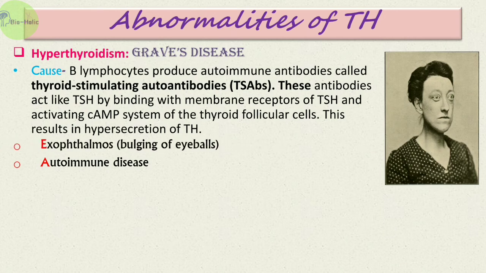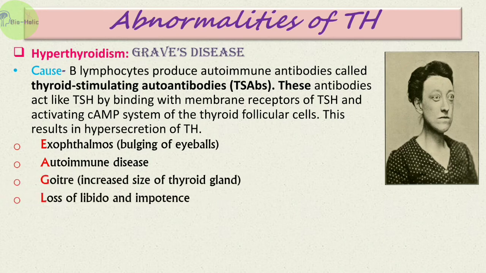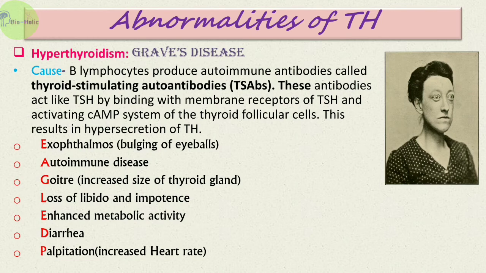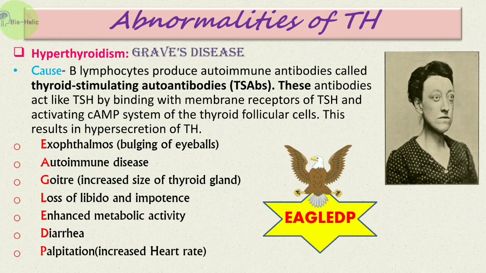The clinical features include exophthalmos or bulging of eyeballs, goiter, increased size of thyroid gland, loss of libido or impotence, enhanced metabolic activity, diarrhea, palpitation or increased heart rate. So you can remember the features as the mnemonic Eagle DP.